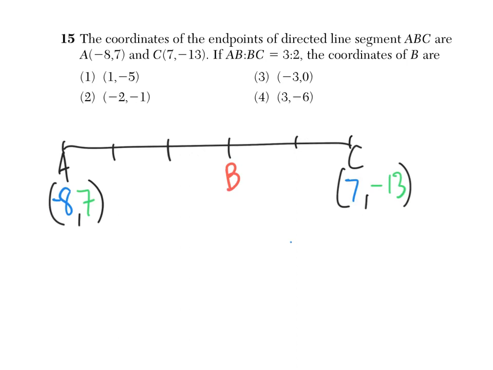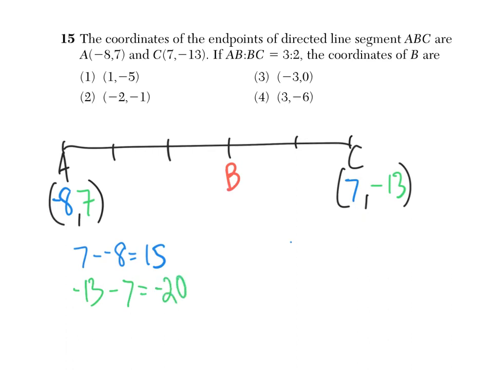And to do that, let's think about just the x values. So we're going to want to find the distance from A to C, just the x values. And to do that, we're going to do the biggest minus the smallest. And so 7 plus 8 is going to give us 15. So it's increasing by 15 units. I also know that for the y values, we've got negative 13 minus 7. And that's going to give us, of course, negative 20.